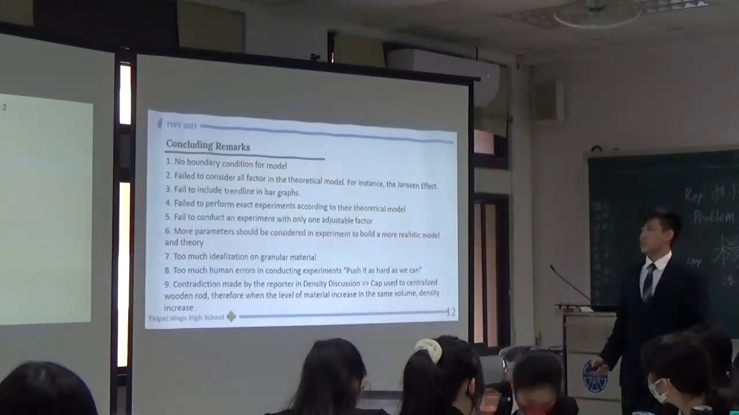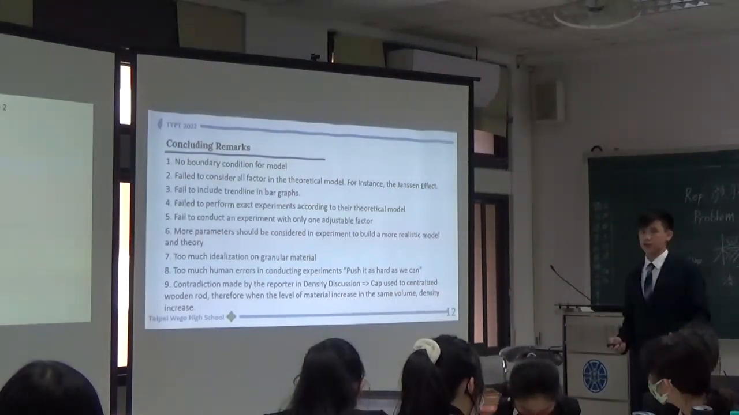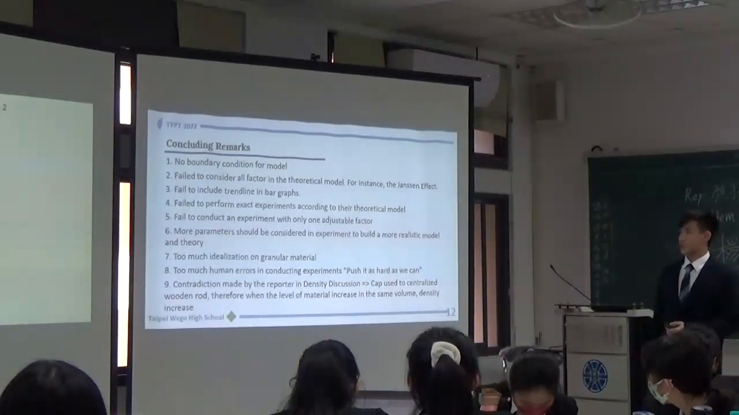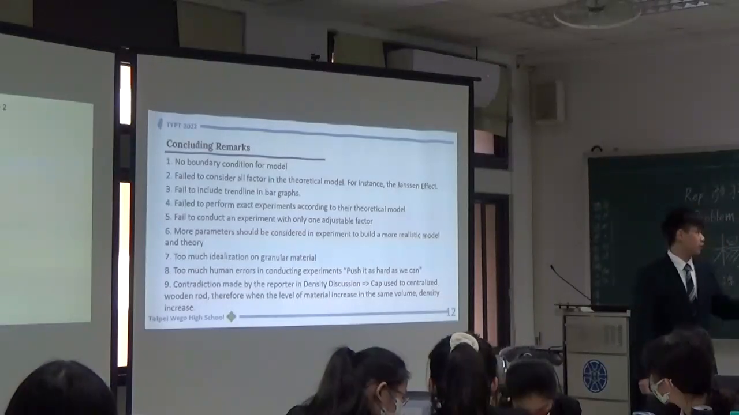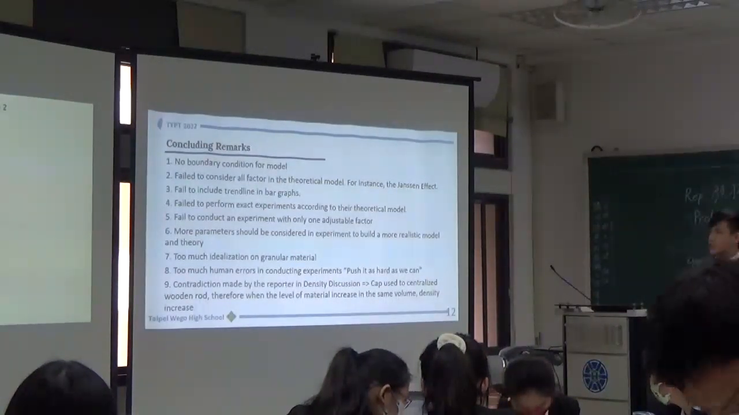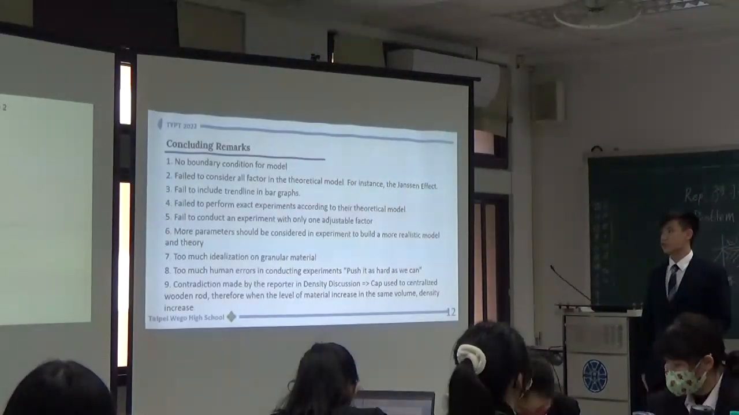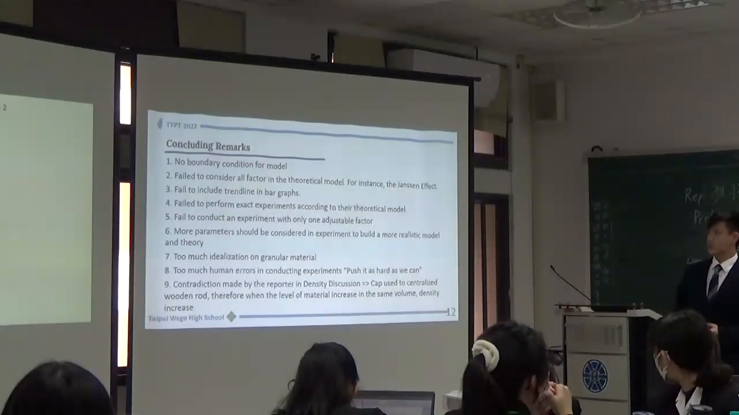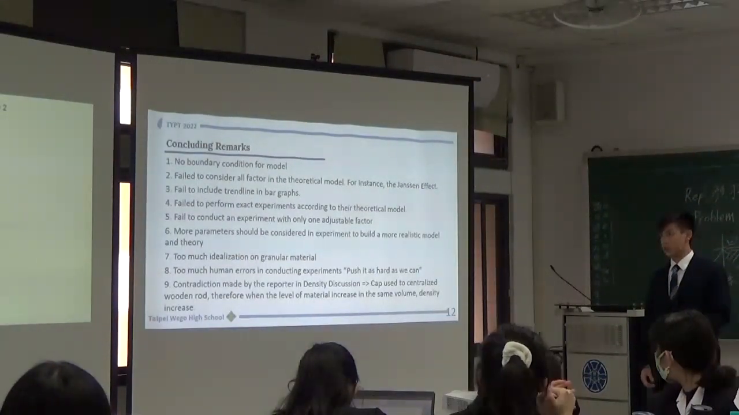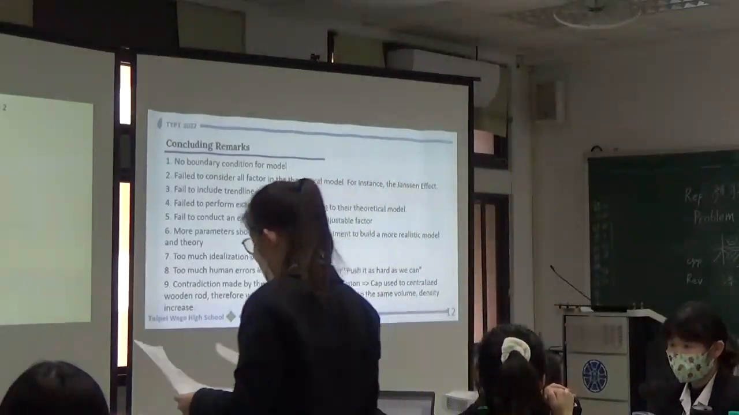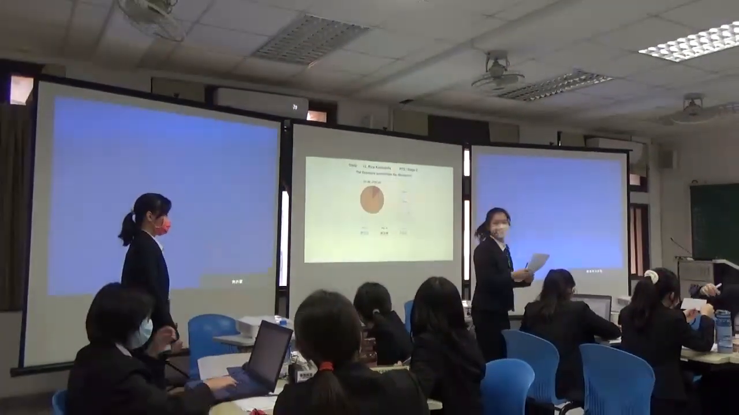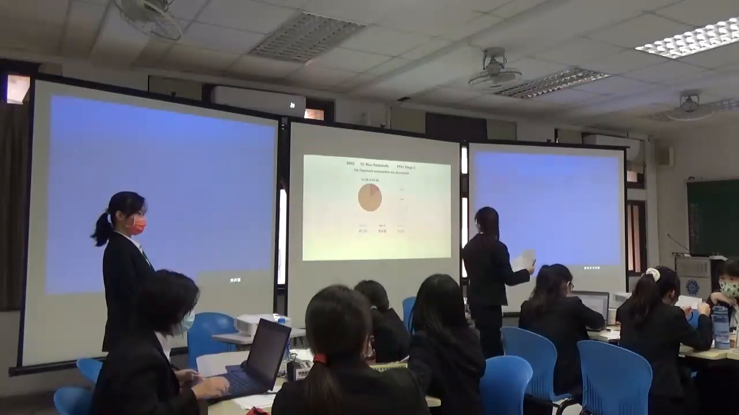And I don't think there exists a boundary condition for their model, and I think they failed to consider it in the theoretical model. For instance, the theory I mentioned, and they failed to include the trend line in bar graphs, and they failed to perform exact experiments according to their theoretical models. Thank you.